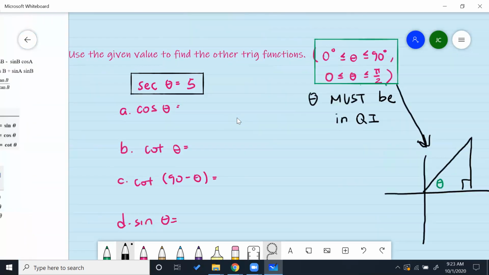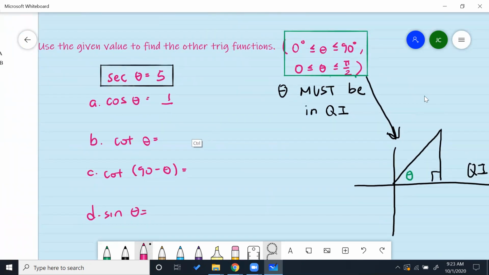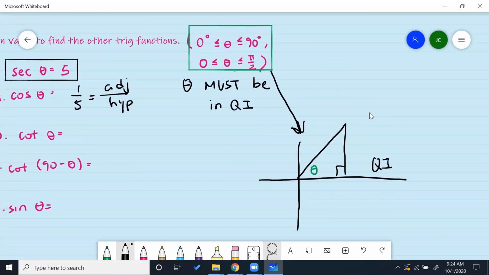So what they told you to start you off was that, and you already found out that cosine theta equals 1/5. Now I'm going to use a different color. You know that cosine is adjacent over hypotenuse, and you can fill in those parts of the right triangle. Adjacent side to theta is 1, hypotenuse is 5.